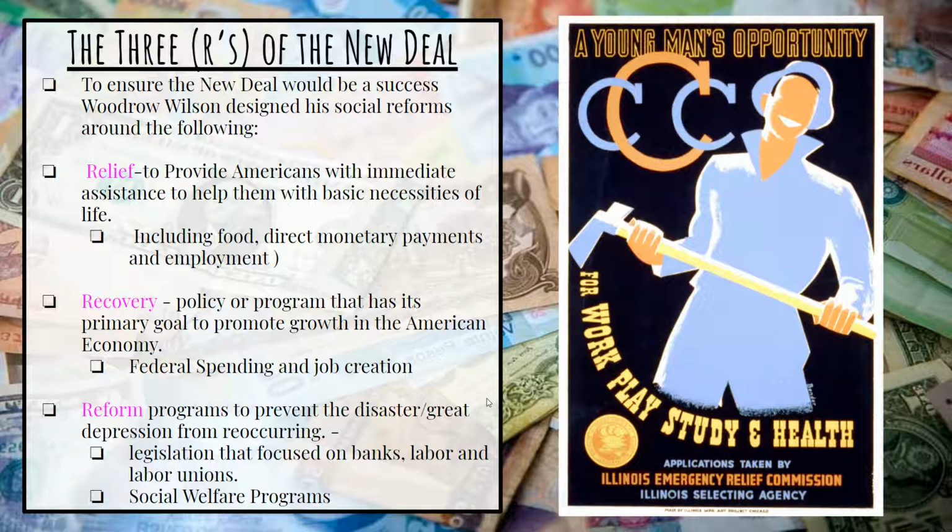And his New Deal focused on 3 things: relief, recovery, and reform, which are the 3 R's. And to ensure that this would be a success, he's going to provide Americans with immediate assistance to help them with basic necessities of life. That's relief. Recovery: a policy or program that has its primary goal to promote growth in the American economy, putting in federal spending and job creation. And reform, to prevent the future disaster of a Great Depression. So let's put legislation on banks and labor unions. Let's create social welfare programs.